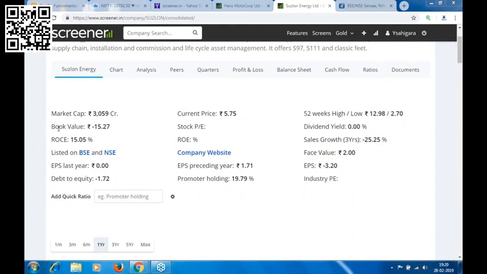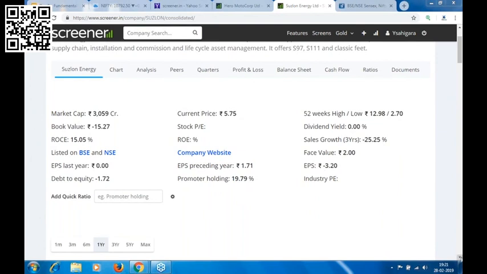low is 2.70, book value is in minus, there is no PE, dividend yield is zero, sales growth is in minus, there is no return on equity at all, return on capital employed is also very less. Look at the EPS. The EPS figure here is in minus, debt to equity ratio is minus 1.72, and the promoters holding is very low.